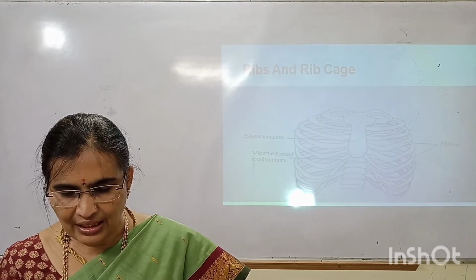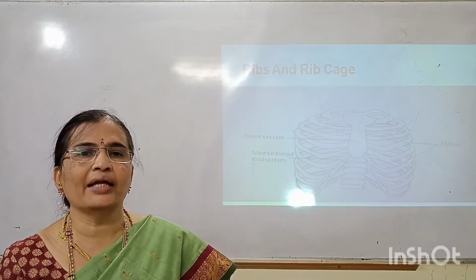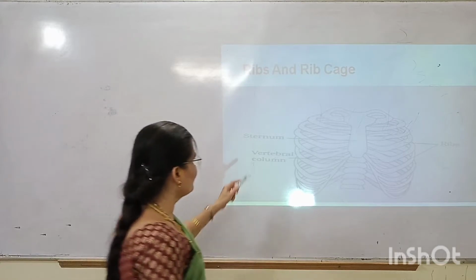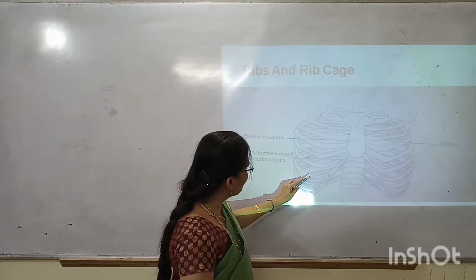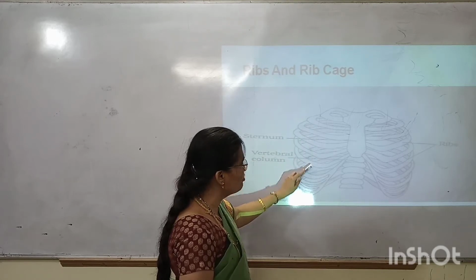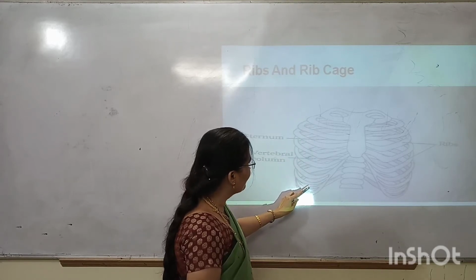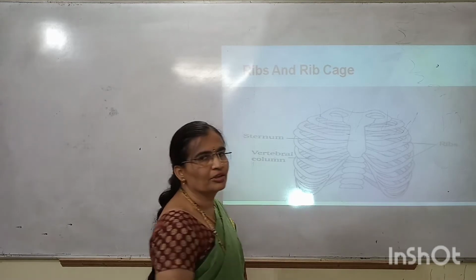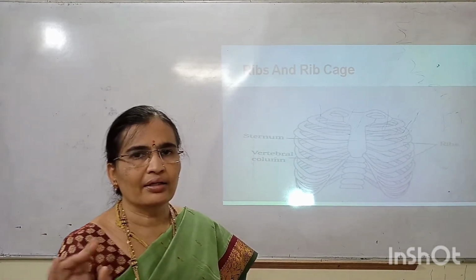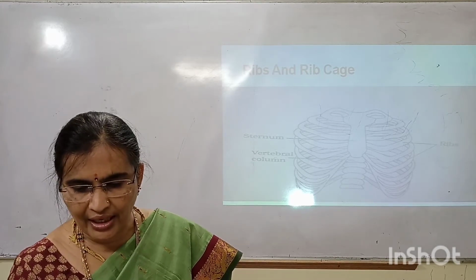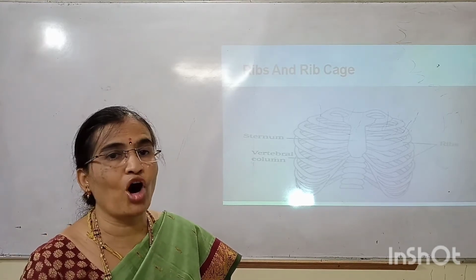Then next, the 7th, 8th and 9th rib. You can see here, the first 7 are true ribs. Then 8, 9, 10. So these 3 bones, ribs, the 8, 9, 10, are called false ribs.